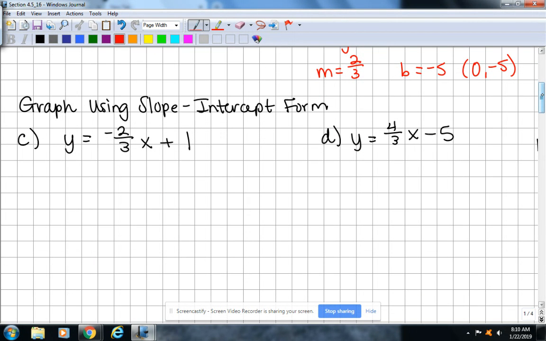Now we're actually going to use slope-intercept form to help us graph a line. So we need graph paper for this. Go ahead and write down example C: y equals negative 2/3 x plus 1, please. And then go ahead and draw an x and y axis. This one doesn't have to be very big. Thank goodness.